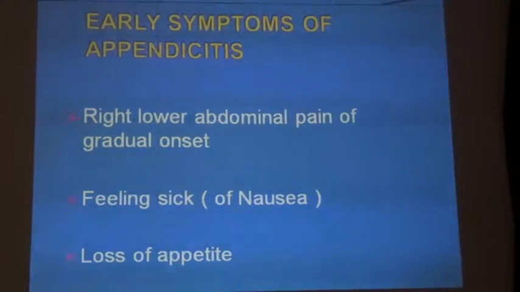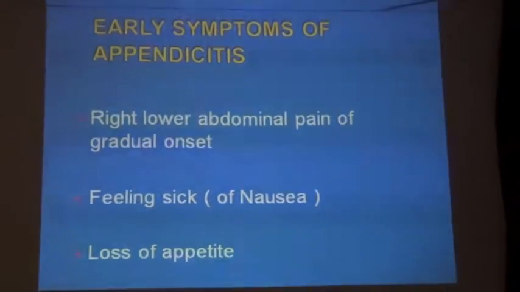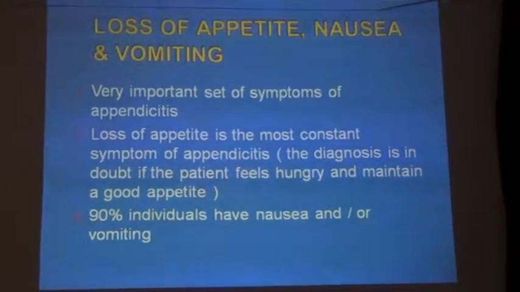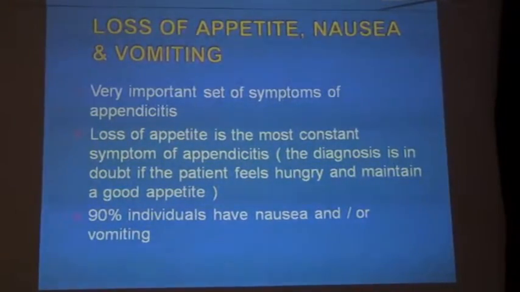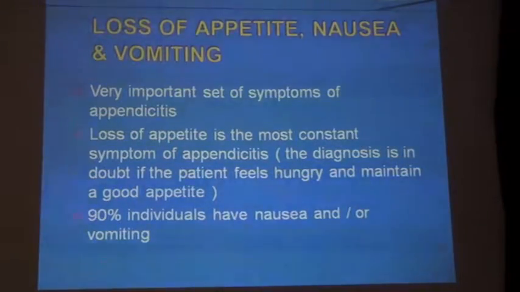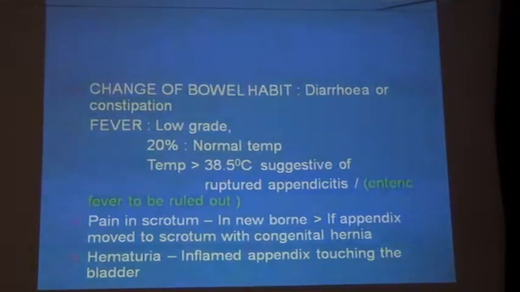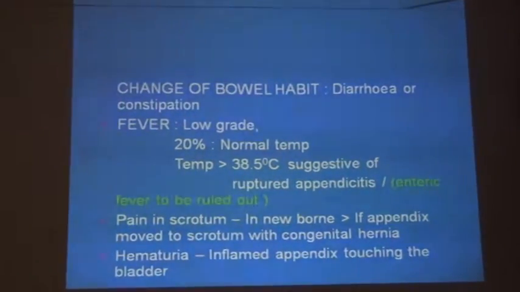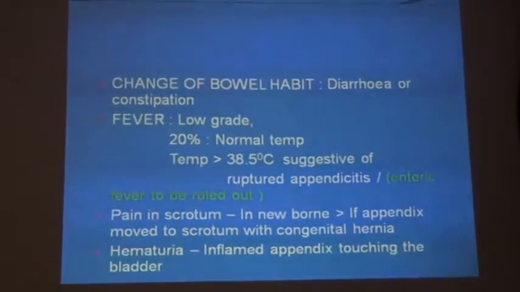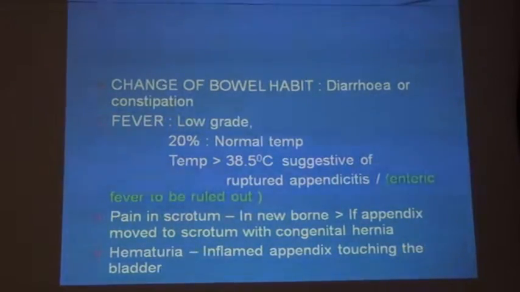These are the early symptoms of appendicitis: right lower abdominal pain of gradual onset, feeling sick with nausea, with or without vomiting, and loss of appetite. Loss of appetite is the most remarkable feature. If the patient is having a good appetite, probably we are not dealing with acute appendicitis. There may be change of bowel habit. The patient may have diarrhea, or may be constipation. If the inflamed appendix irritates the colon, then it may cause diarrhea also.